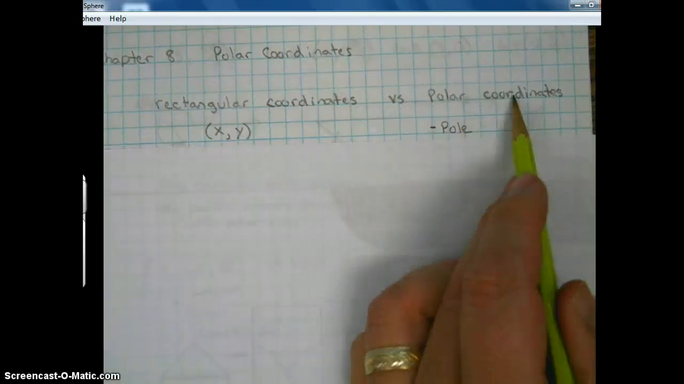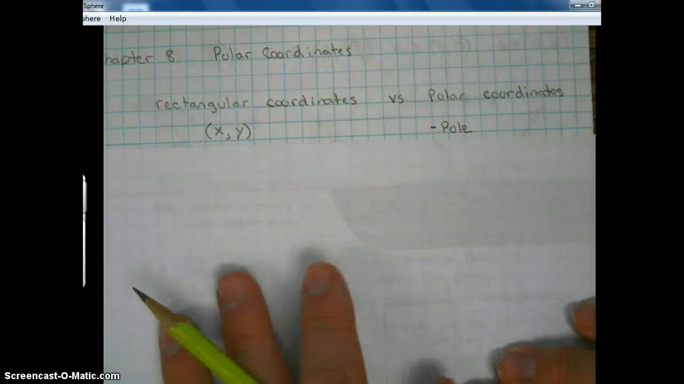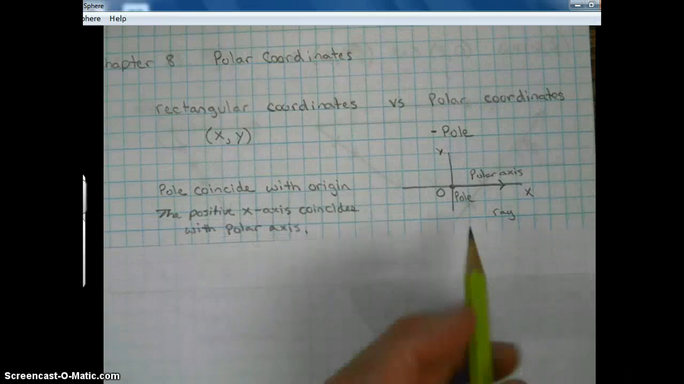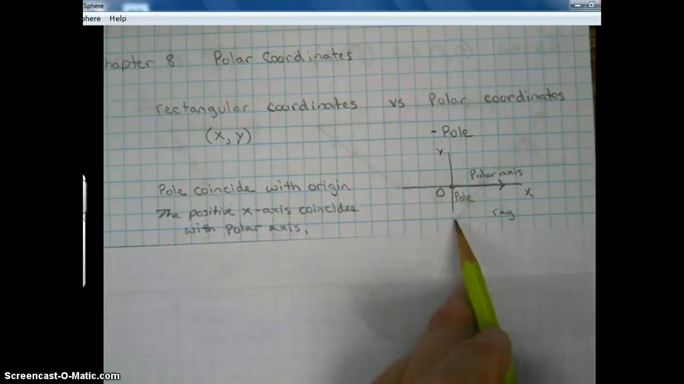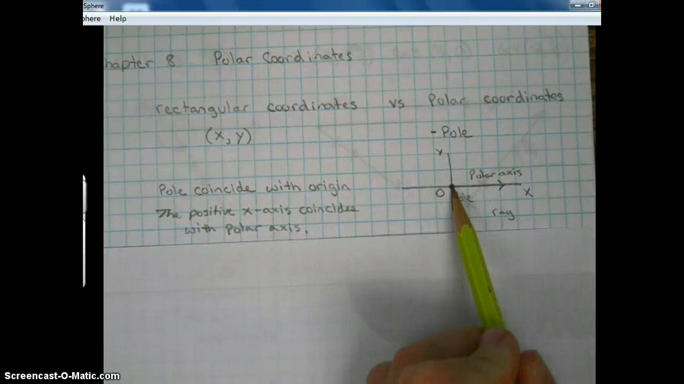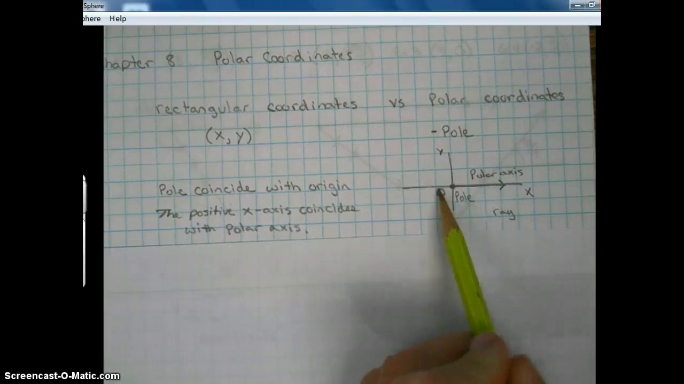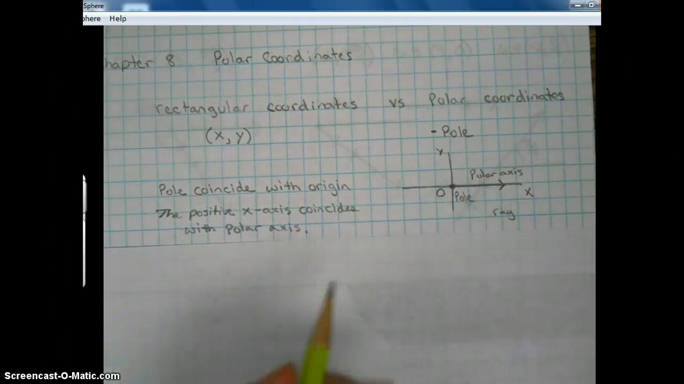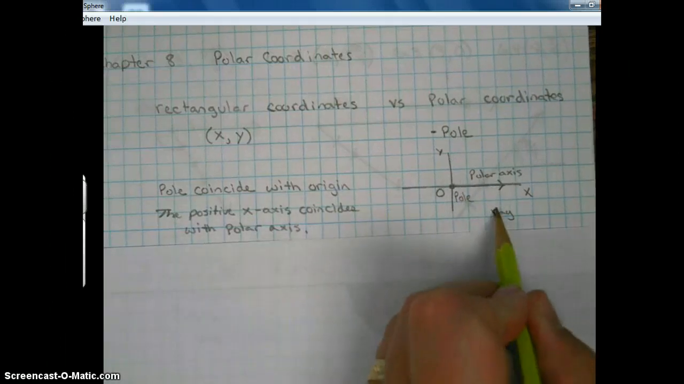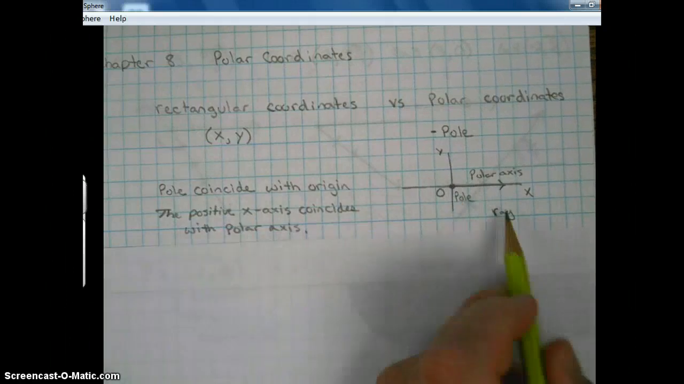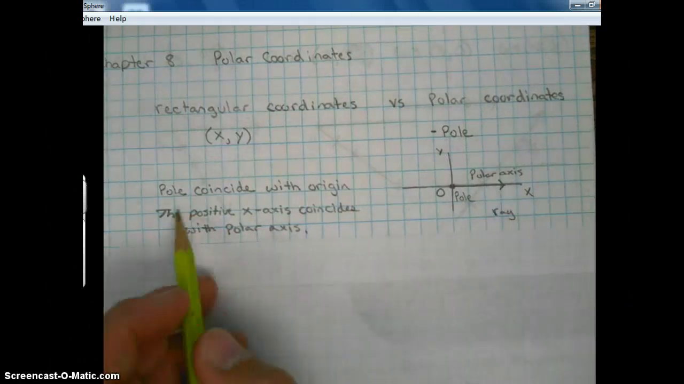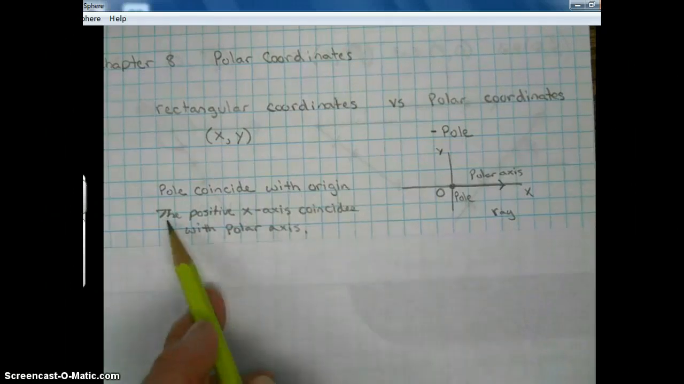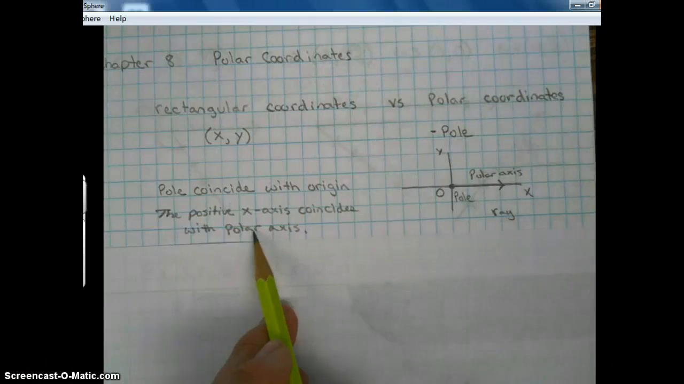A polar coordinate has what's called a pole. Notice on our XY plane, our pole is located at the origin, and our polar axis goes along the x-axis. This is our polar axis, and it's a ray starting at the pole along the polar axis. The pole coincides with the origin. The positive x-axis coincides with the polar axis.